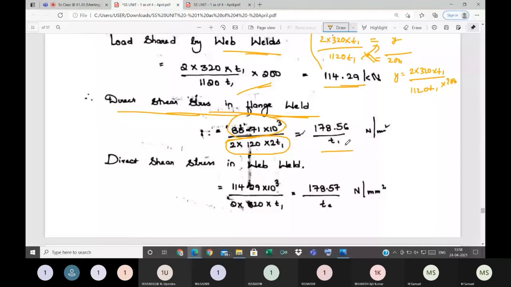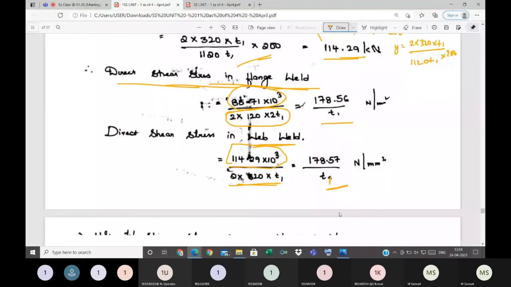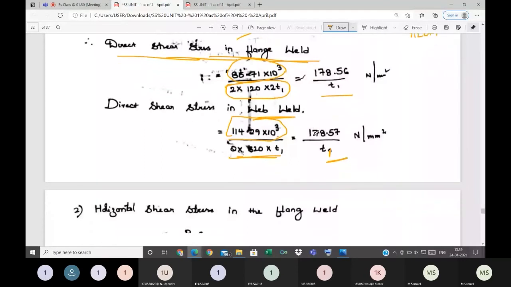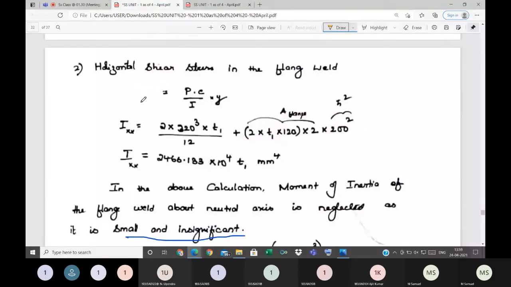And now the direct shear stress in the web weld. Yes, the load taken by that weld divided by the area of the web weld. It remains in the same way, in terms of T1. So now you can say, what is the total load? Just simply the total direct shear stress. You can just add.